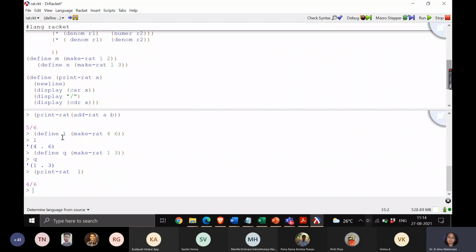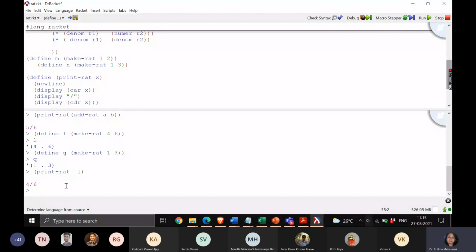Print rat L, where L is already constructed. So if you are seeing it, it is 4 by 6, 4 by 6 I am getting. This is the way you want, right? As a human, as a third person, you want to see the rational number in this format. So you have to write a separate procedure in order to display. This is only for the display purpose, presentation purpose. Nothing much, no logic here.